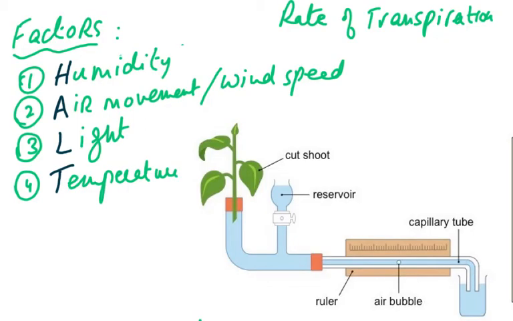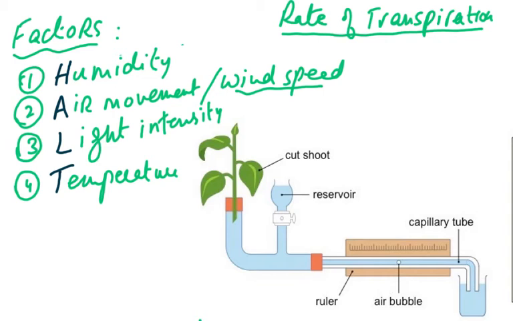Now, what we need to find out is what are the factors that affect the rate of transpiration. I've made a mnemonic for it, HALT. Basically, it's humidity, air movement, which is also wind speed, which is in your syllabus, the word wind speed has been used, light and temperature. And light is light intensity. So we've got to study these 4 factors on the rate of transpiration. So naturally, we're going to use a potometer.